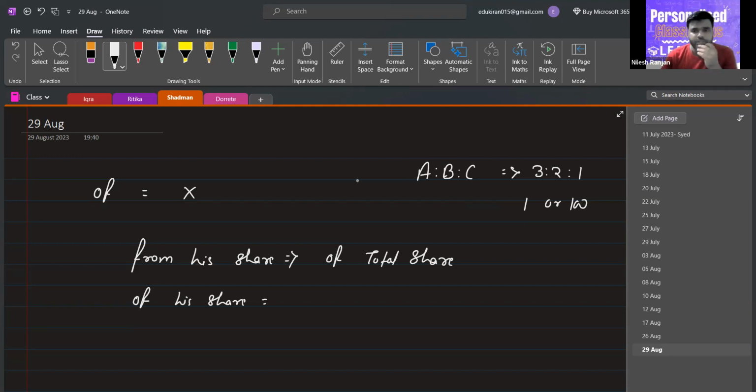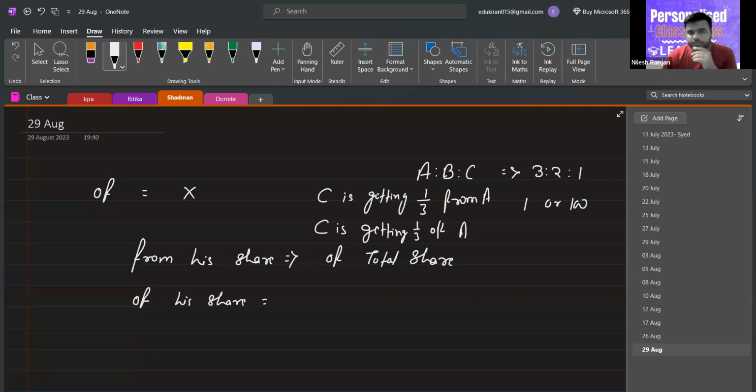Now it is said that C is getting 1/3 from A, or it can be given that C is getting 1/3 of A's share. These two types of cases can be given. So if "from his share" is given, it means of total share.